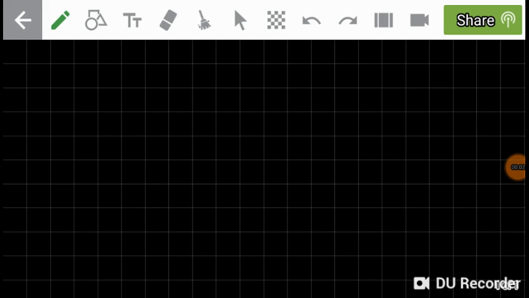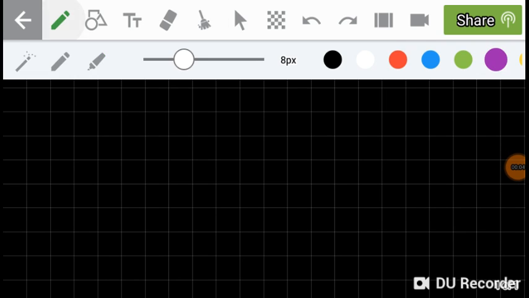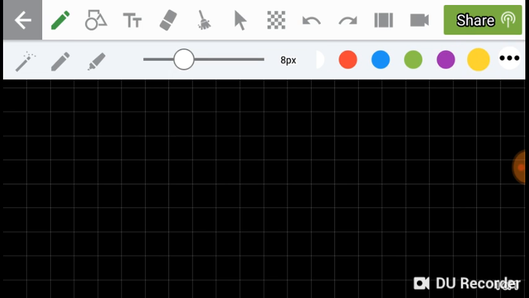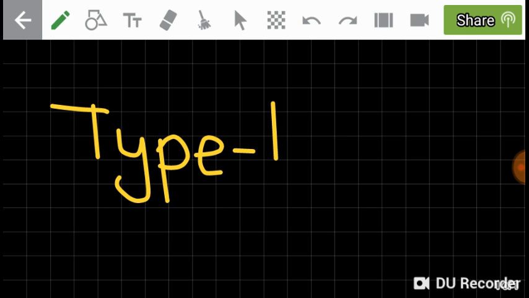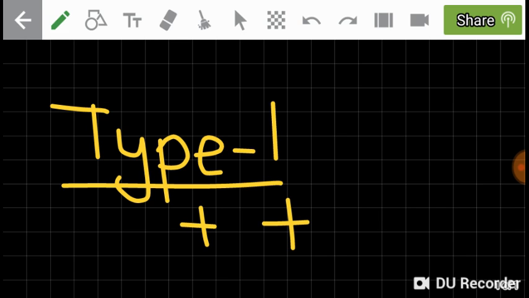Hi everyone, in this video we are going to learn how to do addition and subtraction for integers. I'm going to divide all of them into three different types. First I'm going to discuss type 1. Type 1 means when both the numbers are positive. We know this is the simplest type of all of them.